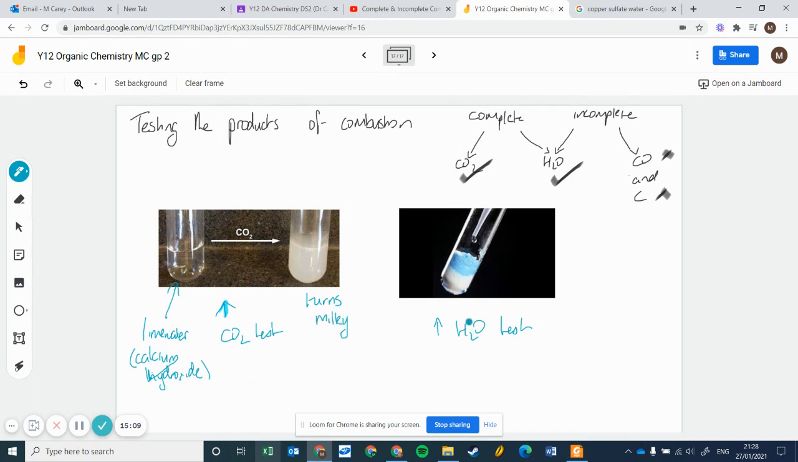All right, and that water test, the white stuff here, is anhydrous copper 2 sulfate. What happens is, if you add water to it, it's a white substance, you add water, it turns blue. So that's what that's trying to show. The blue stuff at the top here is the hydrated copper 2 sulfate.